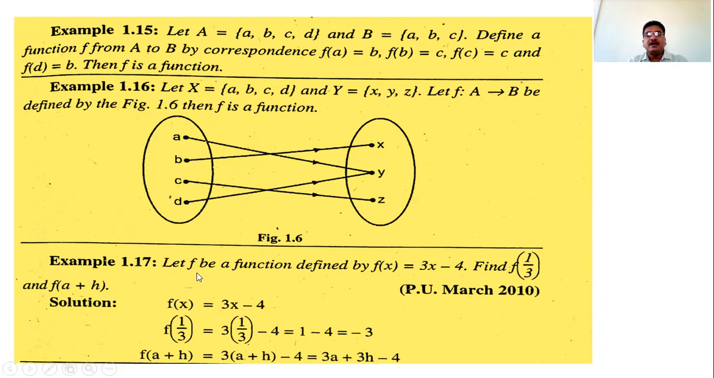Here is an example: f is a function defined by the formula f(x) = 3x − 4. The question is to find f of 1/3 and f of a + h. How can you find f of 1/3? Just replace x by 1/3: 3 times 1/3 minus 4, and the answer is −3. That is, the image of 1/3 is −3. And f of a + h is 3 times (a + h) minus 4, that is 3a + 3h − 4. This is the image of a + h.